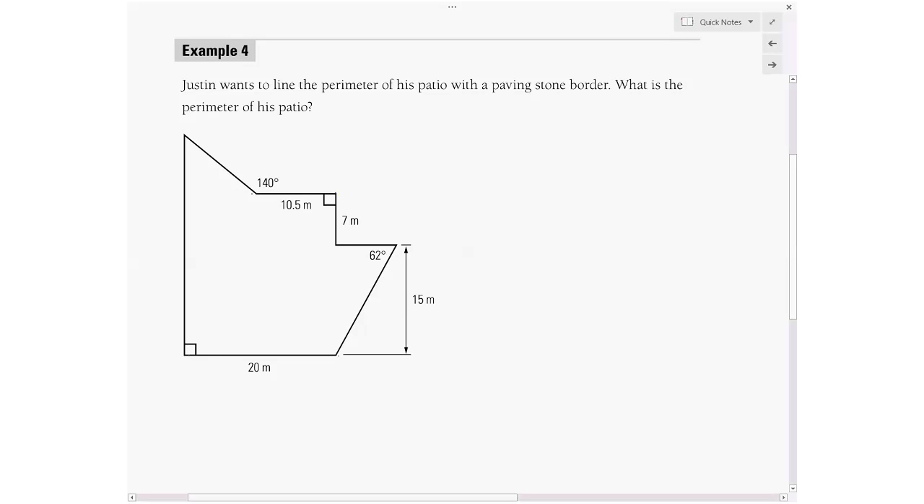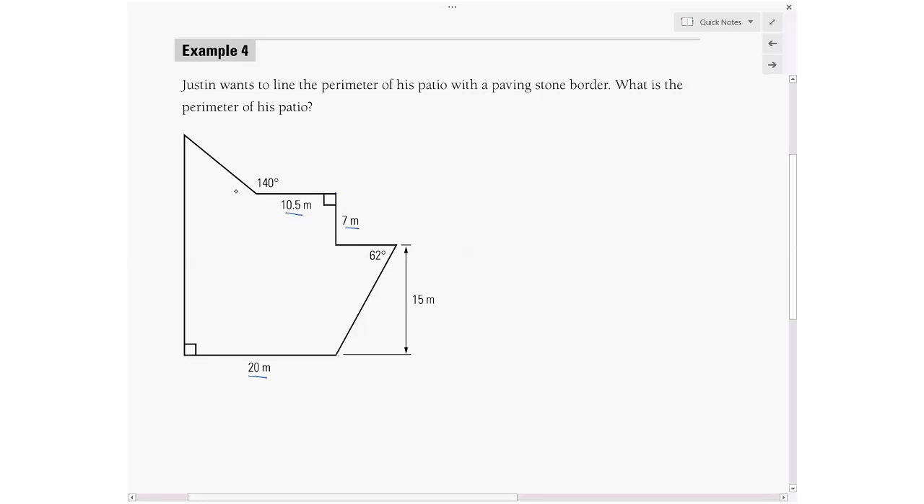Okay, so there's a bunch of information I don't know. I know this is 10.5 meters. I know this is 7 meters. I know this is 20 meters. I know this height is 15 meters, but that's not along the side of this at all. This is 62 degrees and that's 140 degrees. I'm thinking I'm going to have to make some right triangles and figure some stuff out.